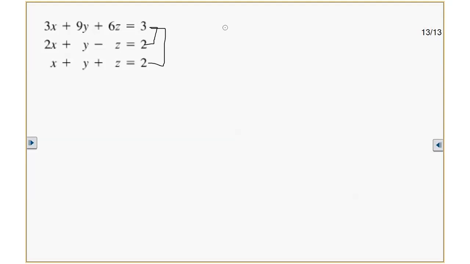I don't see really, well, if you get rid of, I would get rid of the z's. You can get rid of the z's if you put the second and the third together, and then the second and the first together, and then you multiply by 6 on one of them, then you can get rid of the z's. That's what I would do.